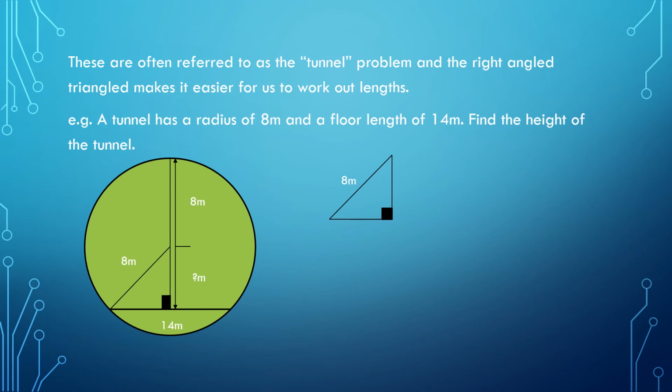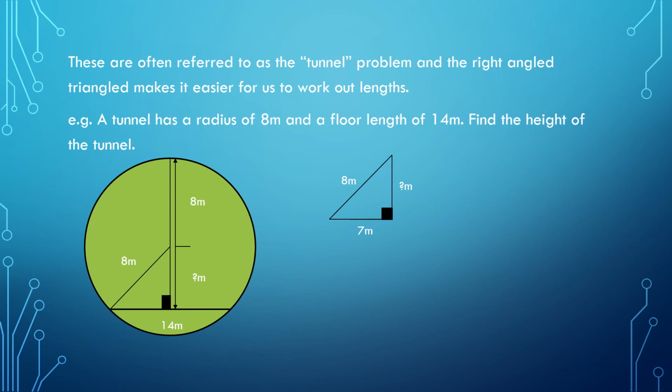Now, whilst we can do a lot of things with the angles, and we have been doing that so far, another thing we can do when we've got a right angle triangle is some Pythagoras. So I know the hypotenuse is 8 meters. I want to find out the height of that triangle, and because I've split the floor in half, I don't need 14 meters. In fact, I've only got 7.